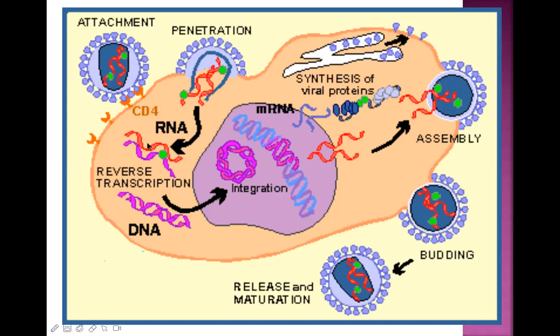This RNA has a special property, I've told you so many times, by this reverse transcriptase enzyme, so DNA will be synthesized. This DNA, a double-stranded DNA, would be integrated or incorporated into our host DNA. See here, this red structure, please note it. This red structure is the viral DNA.